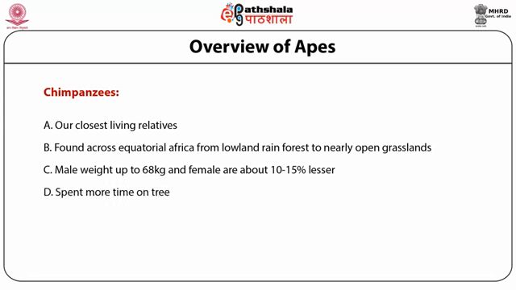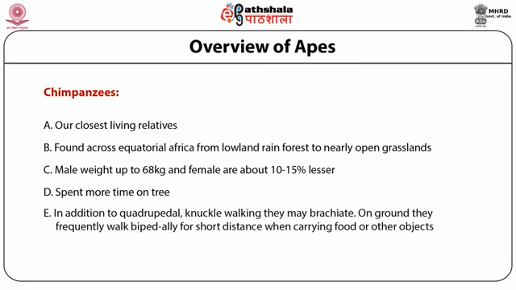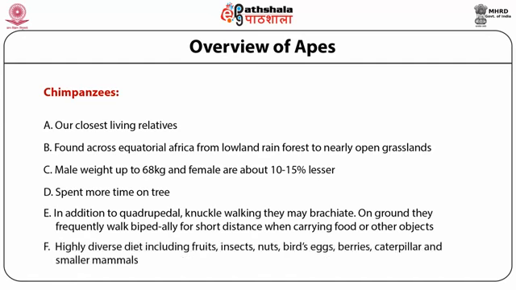They spend more time on trees. They are frequently excited, active and noisy. In addition to being quadrupedal knuckle walkers, they may brachiate. On the ground, they frequently walk bipedally for short distances when carrying food or other objects. They eat a highly diverse diet including fruits, insects, nuts, birds' eggs, caterpillars and smaller animals.